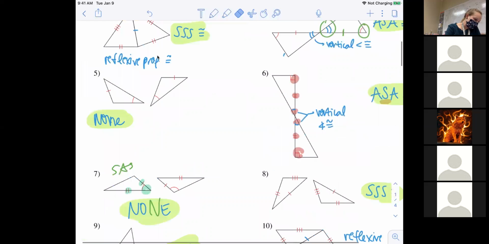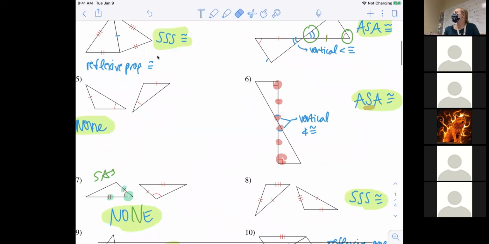Here's 5, 6, 7, 8. Any questions on 5, 6, 7, or 8?